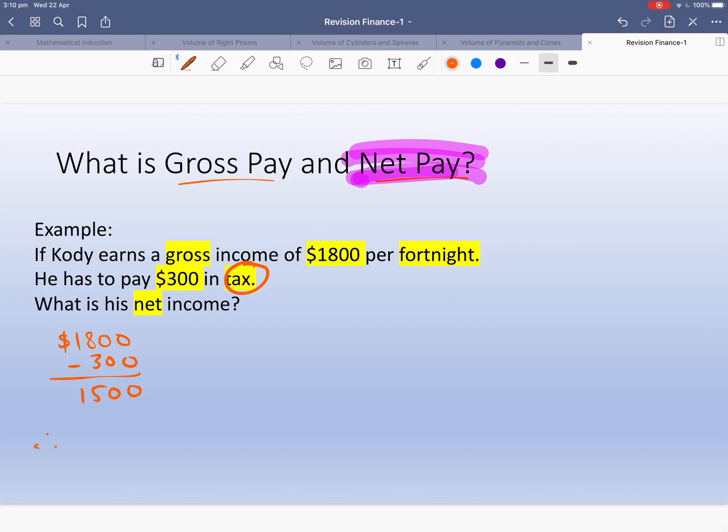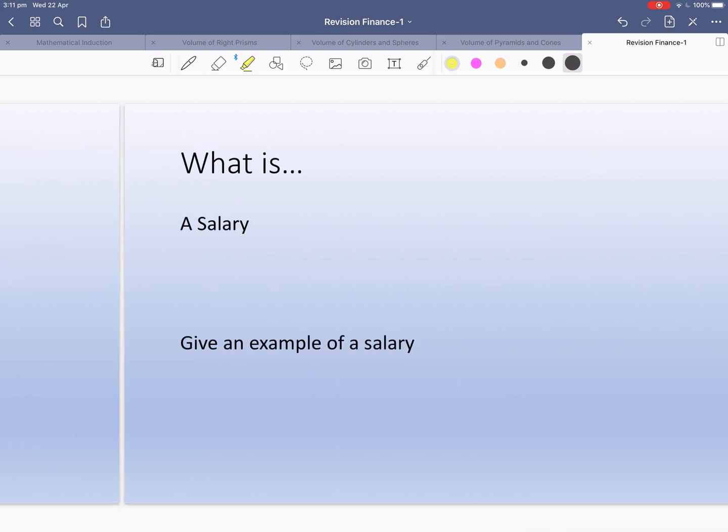So therefore the net income, which is like what you get in your bank account, what you get in your pocket, is $1,500. So net income is actually what we get as a worker. All right, so it says I'm earning $1,800, but that's not what I see, because I have to pay my taxes to build roads, schools, hospitals, everything. So that's what that is.